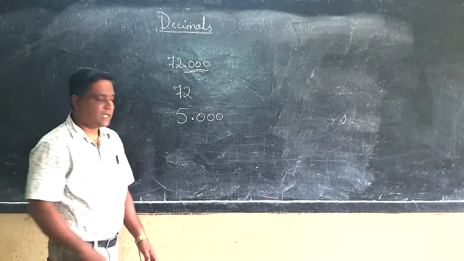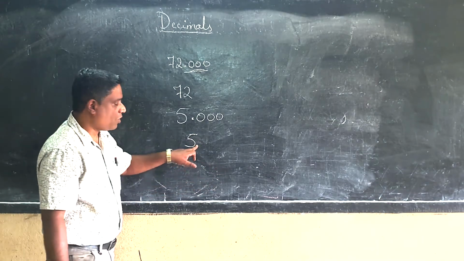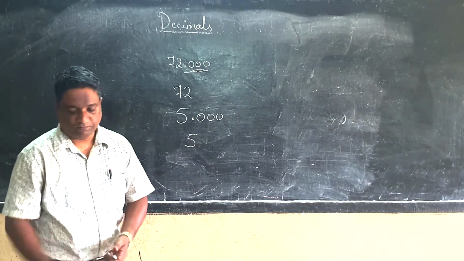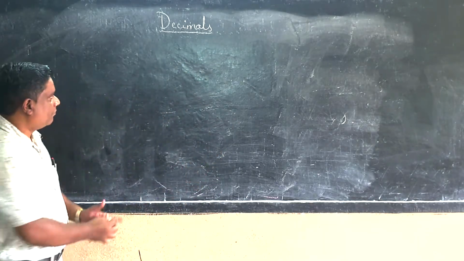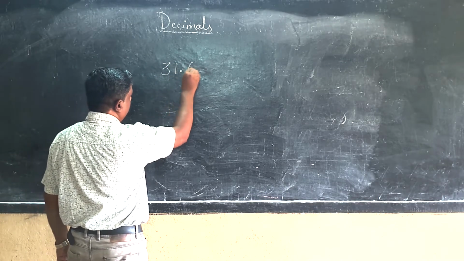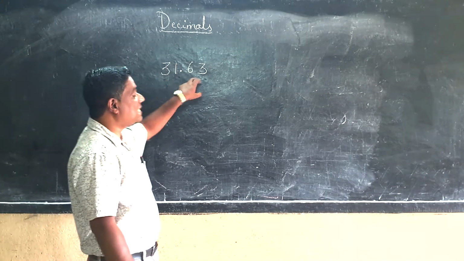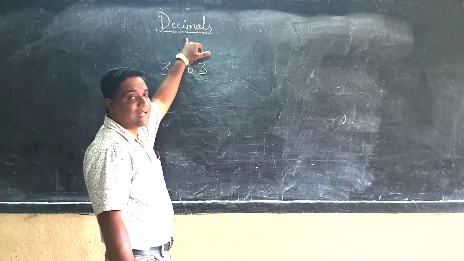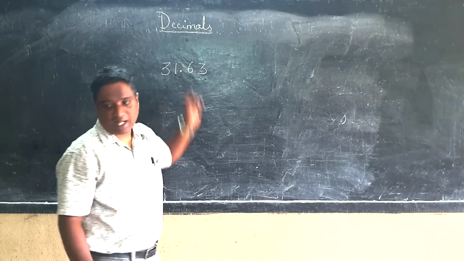Say suppose I have 5. How do I write it? I write 5. Where is the decimal point? The decimal point is after 5. Say suppose now I have 31.63. This point is said to be a decimal point.